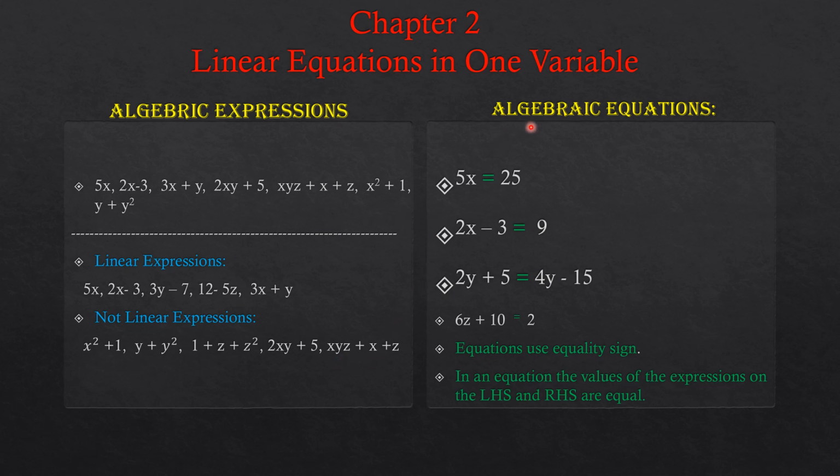Now let us see what are algebraic equations. Here we have the examples. 5x equal to 25, 2x minus 3 is equal to 9, 2y plus 5 is equal to 4y minus 15, 6z plus 10 is equal to 2. These are algebraic equations. In all these, we can see the equal sign. Whatever we have on the left side is LHS we say, and whatever we have on the right hand side we say RHS. And equations use the equality sign. In an equation, the values of the expressions on the LHS and RHS are equal.